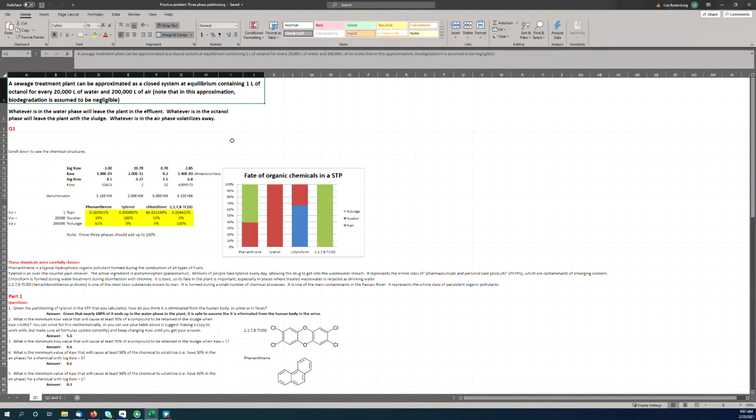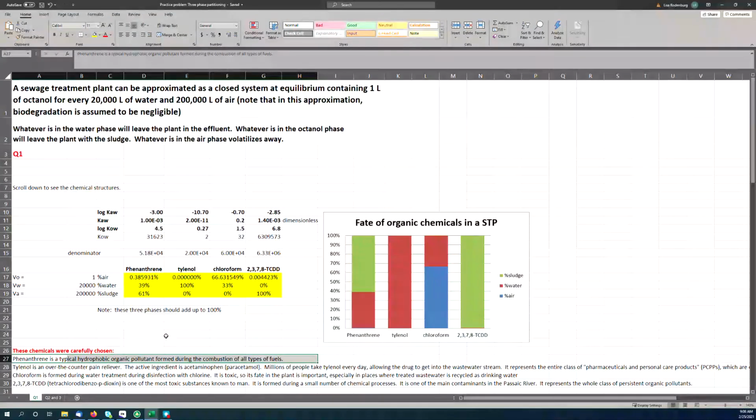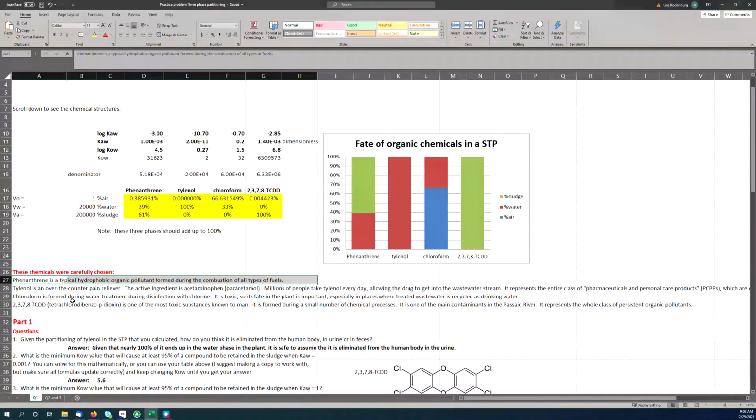So the question that I gave in this midterm exam was to take these chemicals, phenanthrene, which is a PAH compound. You can see here I chose these chemicals very carefully. Phenanthrene is a typical hydrophobic organic pollutant that you get from the combustion of all different types of carbon-based fuels. Tylenol, you all know, is an over-the-counter pain reliever, and the active ingredient is called acetaminophen. Chloroform is formed during the water treatment process.